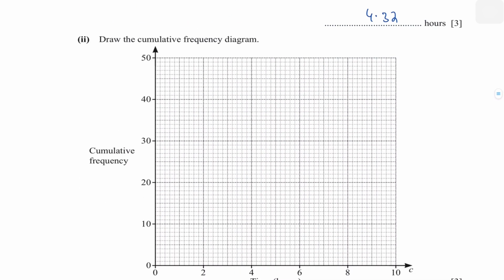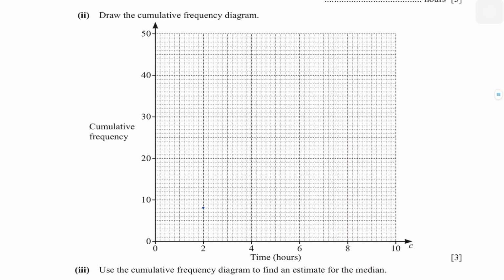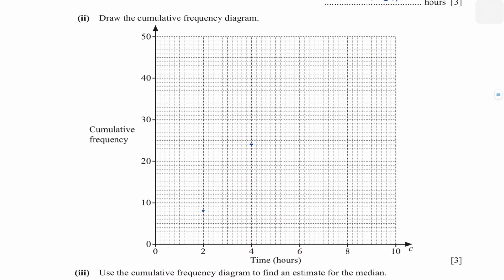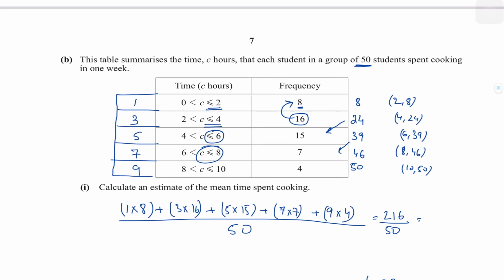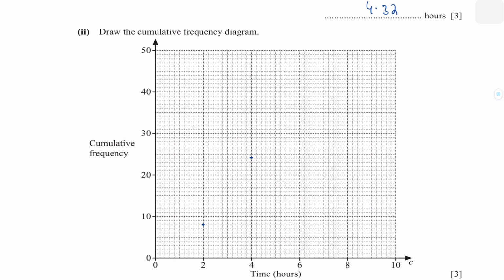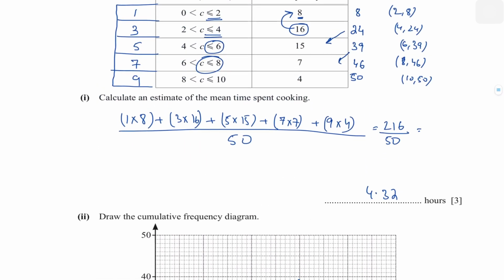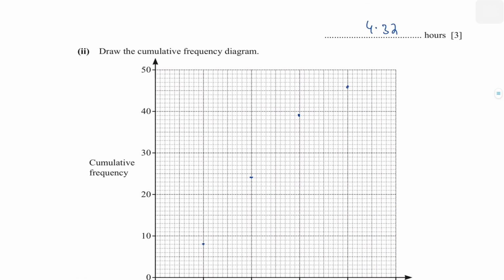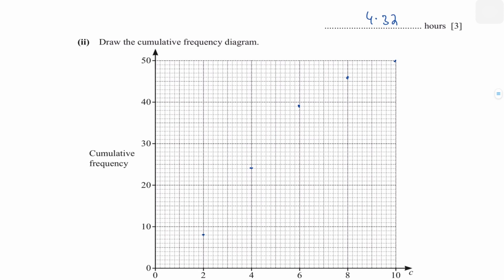Okay, so 2, 8, let's mark that, and then we have 4, 24, and then we have 6, 39, and then we have 8, 46 will be here, and then 10, 50. Okay, so let's just plot them with a smooth curve, and don't forget to join it with 0.